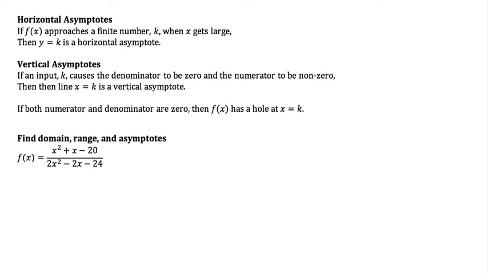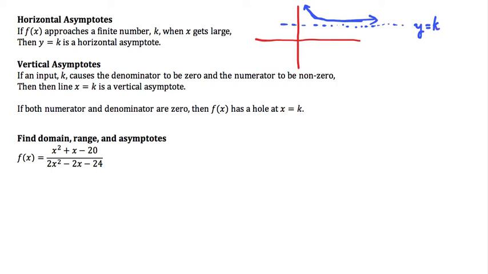So, if f of x approaches a finite number when x gets large, and let's call that finite number k, then y equals k is a horizontal asymptote. So let's say you have some graph here, and this is probably the most common thing we see: as you punch in a really big number for x, f of x starts to level off here at some value, whatever that is. It could be 5, 10, whatever. We'll say k is a placeholder right now.